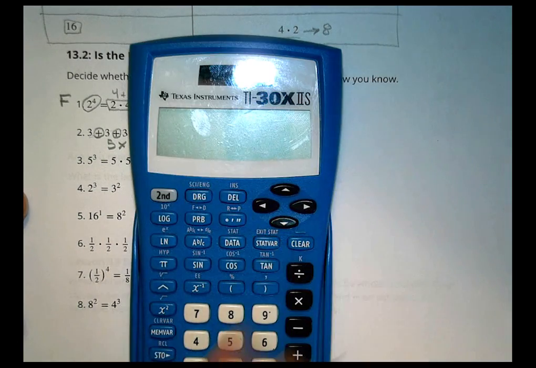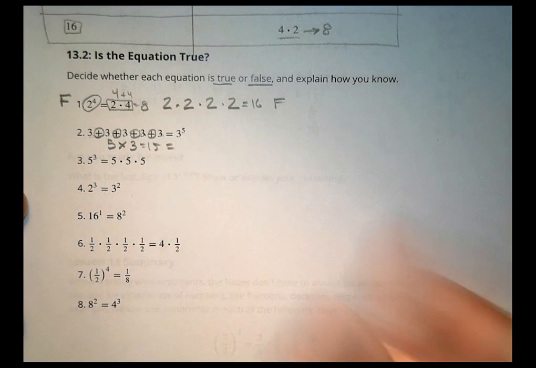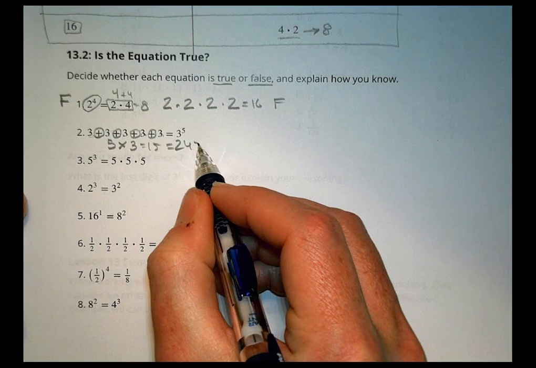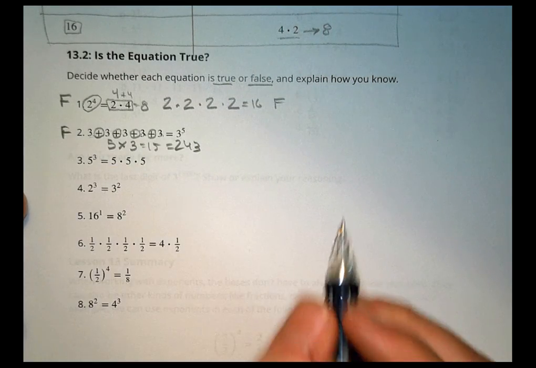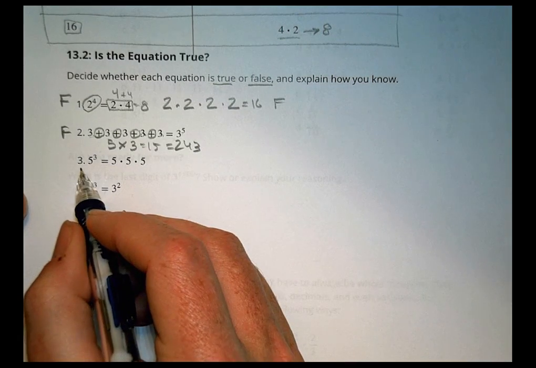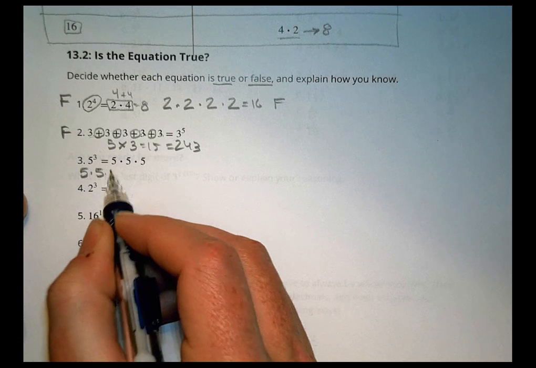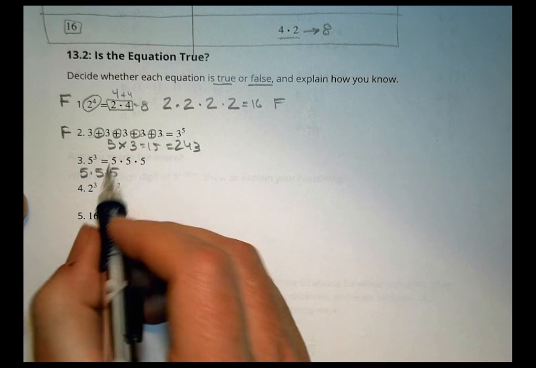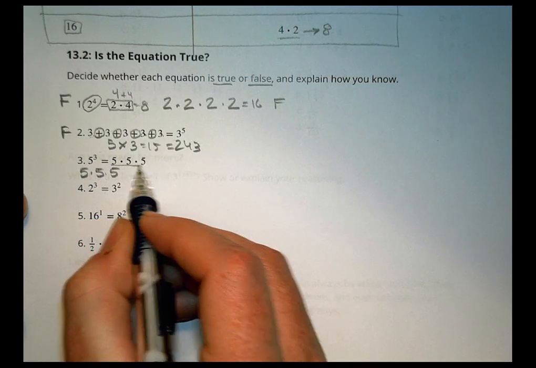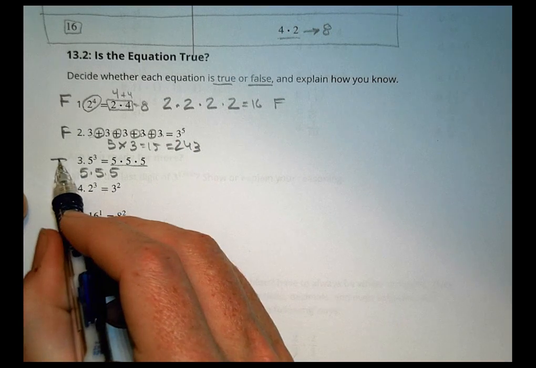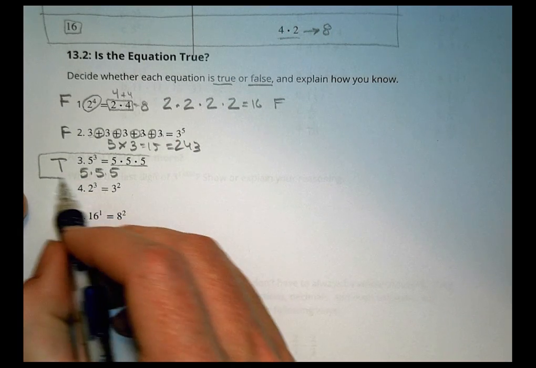What is 3 to the 5th? I'm not actually sure. So I'll use 3, and use my little caret, and do 5, and then we have equals 243. So that is going to be a false statement there. All right, how about this one? 5 to the 3rd. 5 to the 3rd is 5 times 5 times 5. And look at that. That equals the right side, which is already 5 times 5 times 5. So that is a true statement. We have one true one so far.